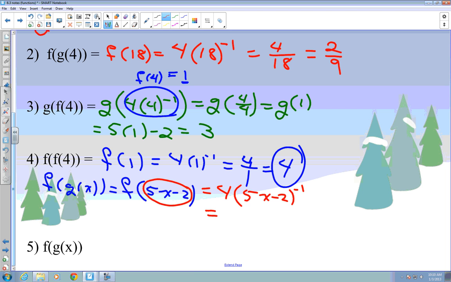So if it's to the negative 1, that means it's a reciprocal. It moves to the denominator, so I have 4 over 5x minus 2. Can I simplify that anymore? No.